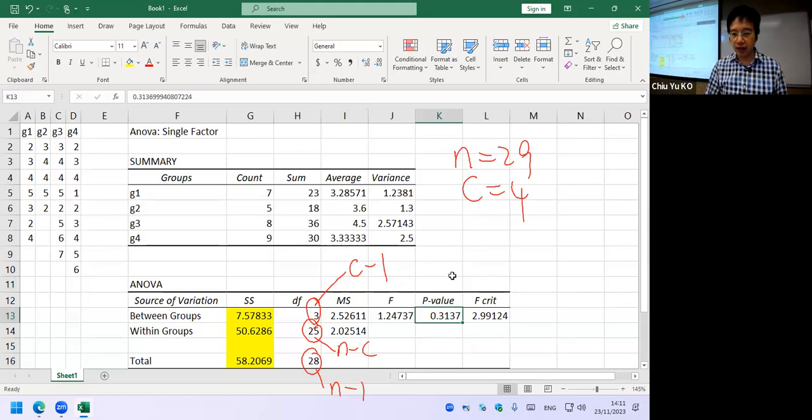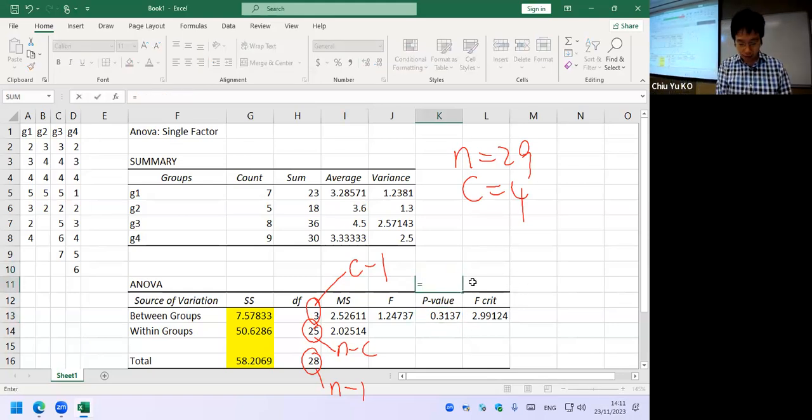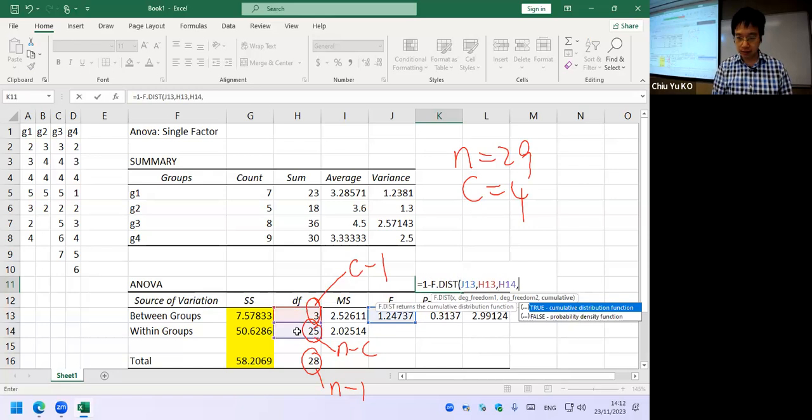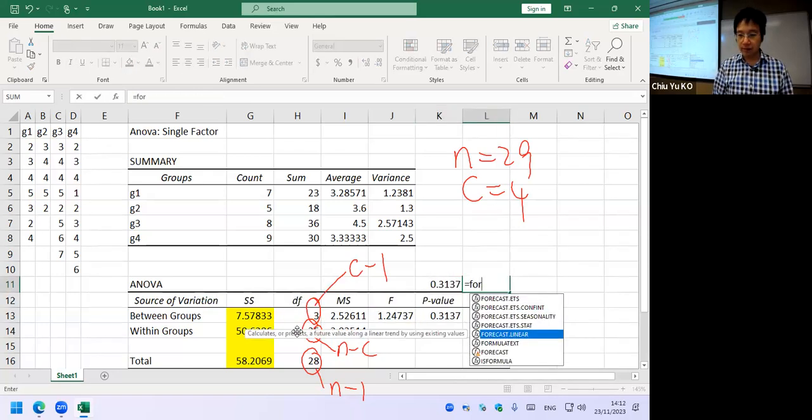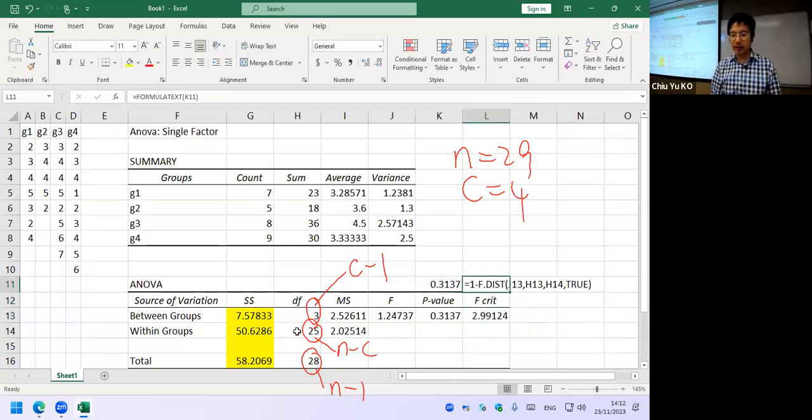And some of you ask how to get that from the F. Remember, it's 1 minus the F distribution of this number, with this degree of freedom, that degree of freedom. And probably this is the most complicated one. So that would be the one you want to do.